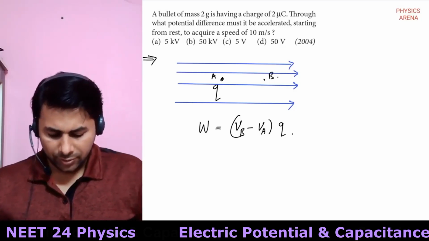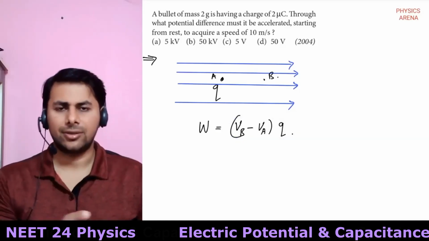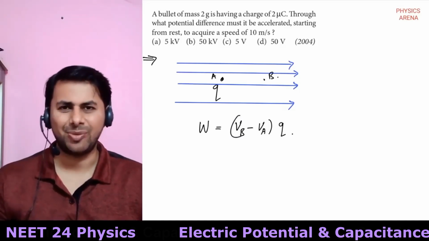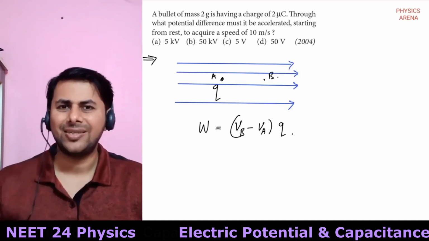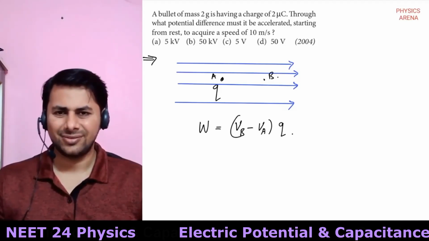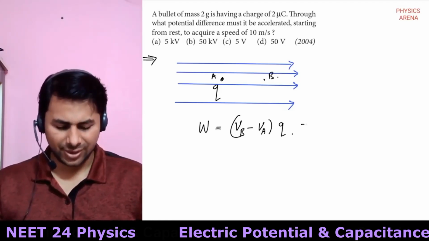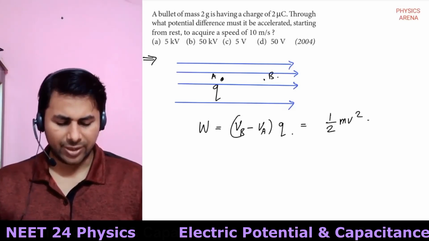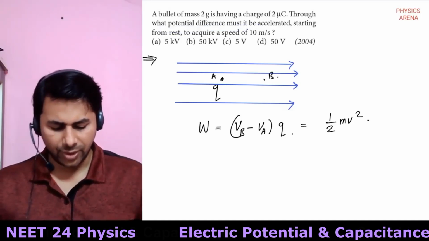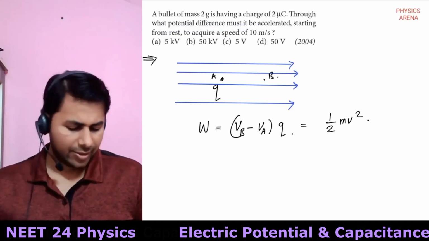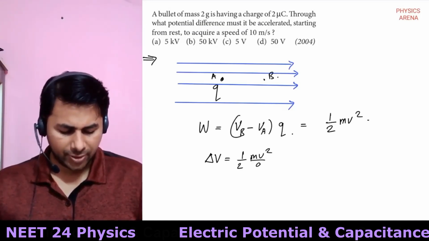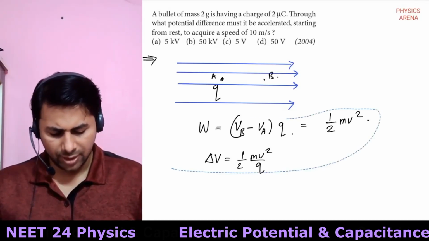Now this work done gets stored as kinetic energy. So where is the kinetic energy coming from? Work done by the electric field, or work done by the potential difference, right? Got it? So this is equal to half mv square, and you want the potential difference. So take q on the other side: VB minus VA, or delta V, is equal to half mv square upon q. And now we just have to put the values.